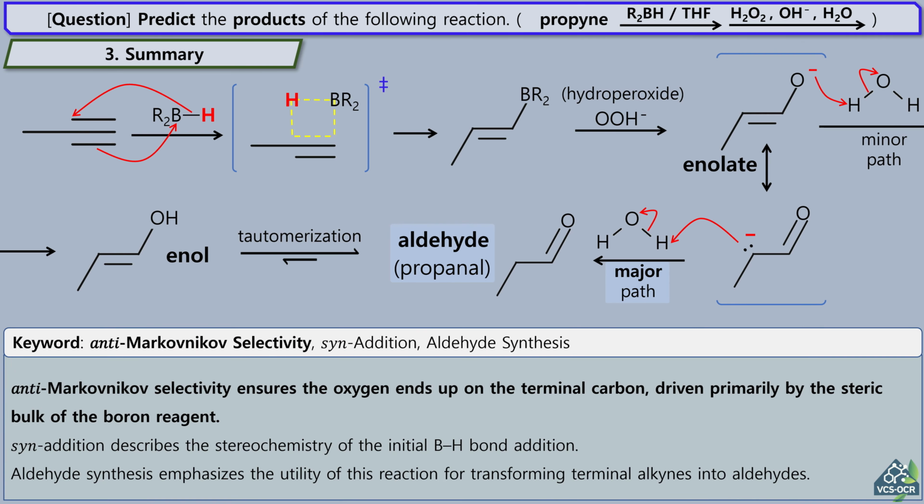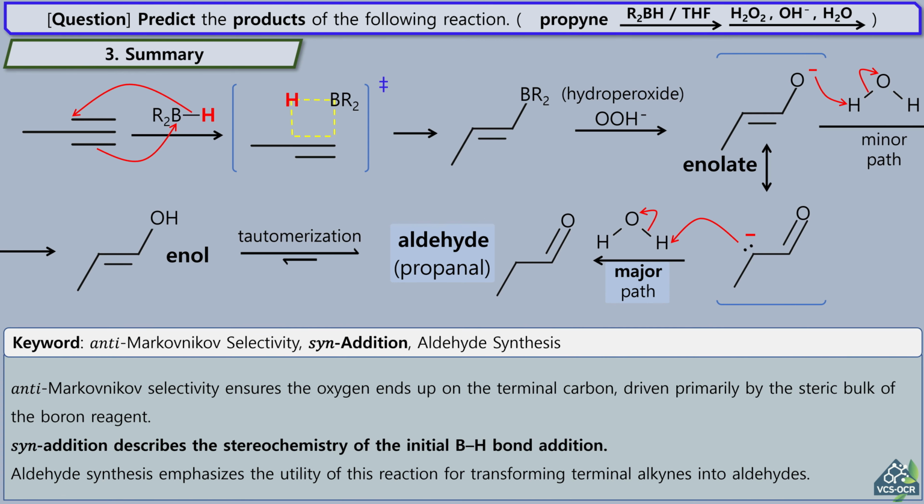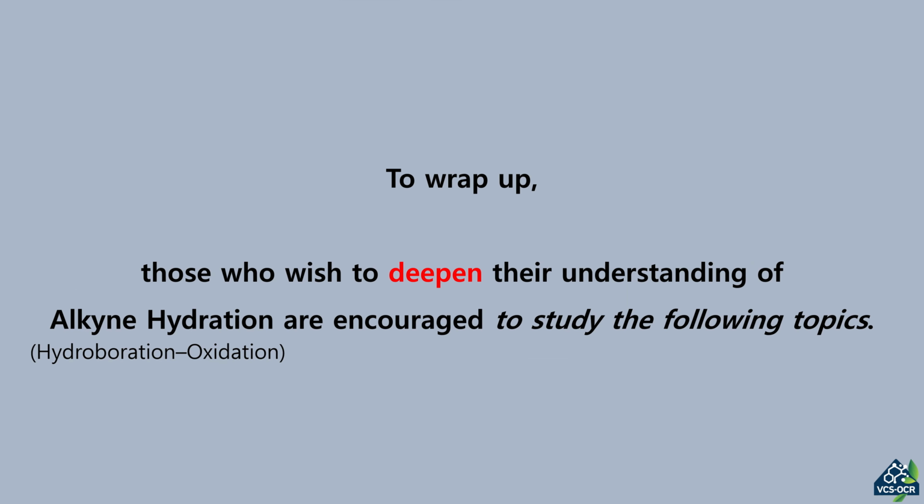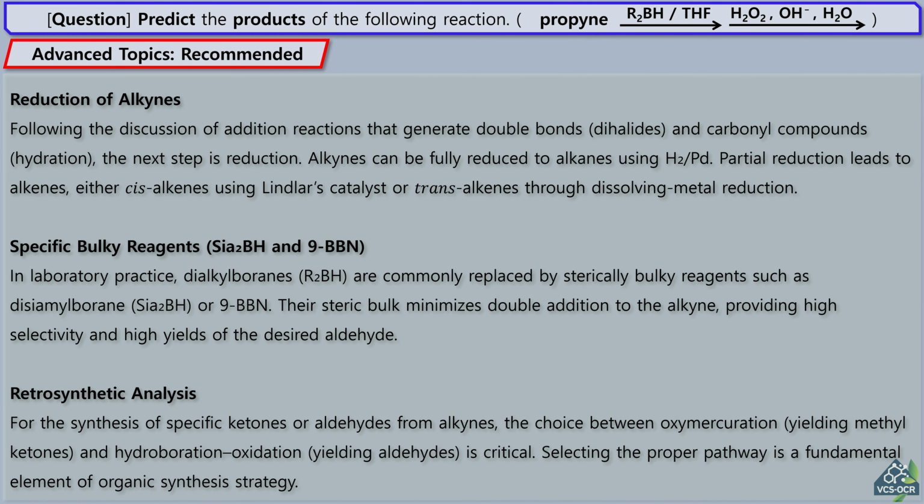Let's organize by keywords. Anti-Markovnikov selectivity ensures the oxygen ends up on the terminal carbon, driven primarily by the steric bulk of the boron reagent. Syn-addition describes the stereochemistry of the initial B-H bond addition. Aldehyde synthesis emphasizes the utility of this reaction for transforming terminal alkynes into aldehydes. To wrap up, those who wish to deepen their understanding of alkyne hydration are encouraged to study the following topics.